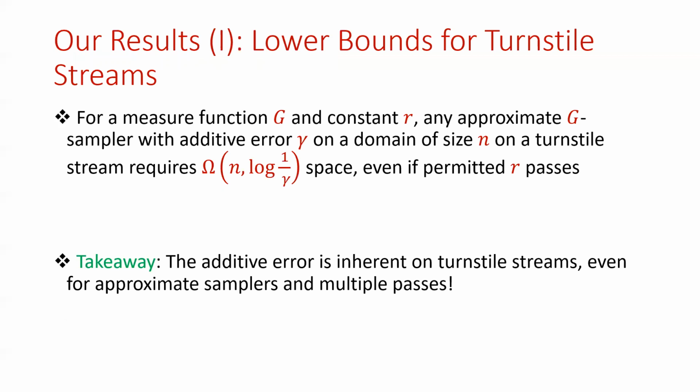So our results are as follows. We first show a lower bound for turnstile streams. Namely, for a measure function g and a constant r, we show that any approximate g sampler with additive error gamma on a domain of size n on a turnstile stream requires omega of n, comma log 1 over gamma space. And this is even if we're permitted r passes. So the takeaway of this result is that the additive error is inherent on turnstile streams, even for approximate samplers and multiple passes.